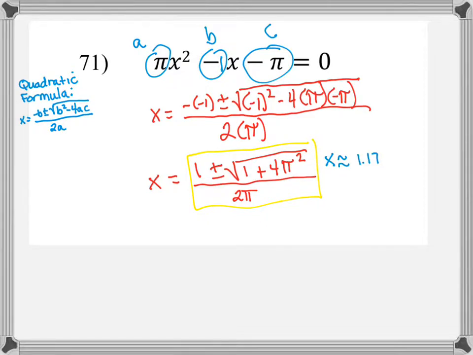And sometimes my math lab will ask for a decimal, and you'll have to look to see what it says to round to. One of our answers for this will come out to be approximately equal to 1.17. The other solution is approximately equal to -0.85.